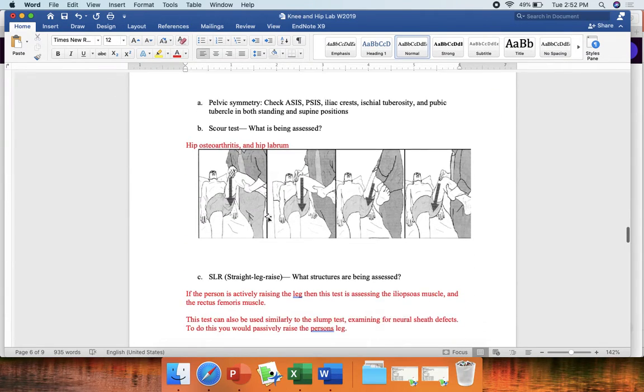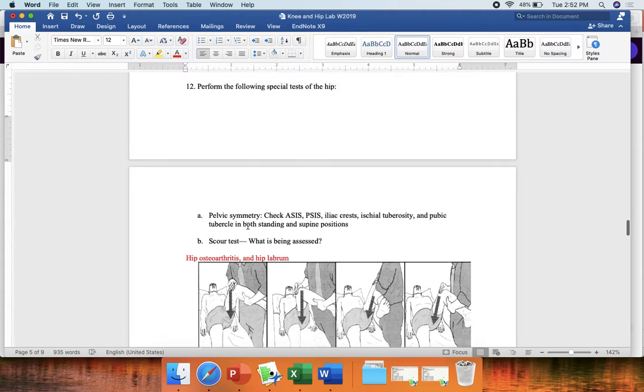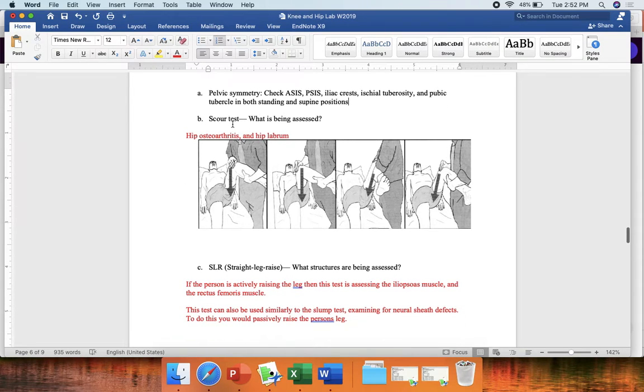Okay, we're going to move down into some of these tests. So on number 12, I felt like because we did this in the spine and the hip lab, you might be able to already assess the ASIS, the PSIS, the crest, and the ischial tuberosity. We didn't talk about the pubic tubercle. You can look at that on yourself. So I just went right into B.